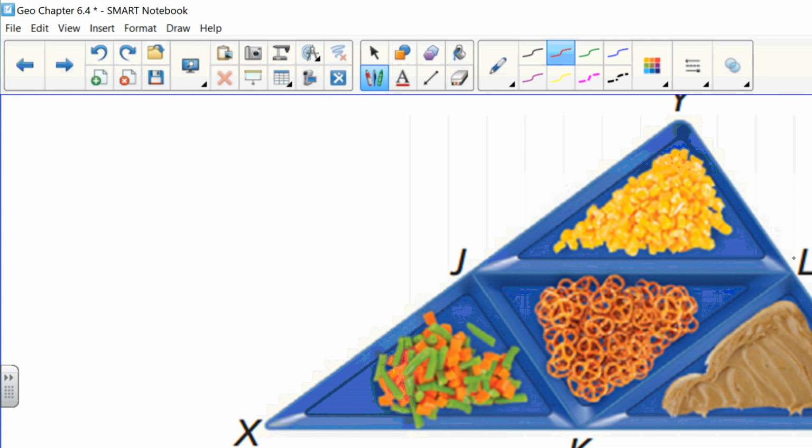So XY would be parallel to what line segment? KL. XY and KL would be parallel to each other.